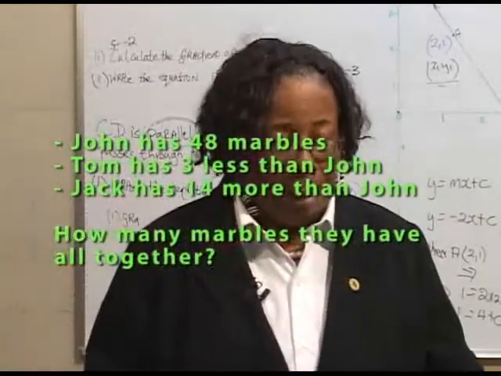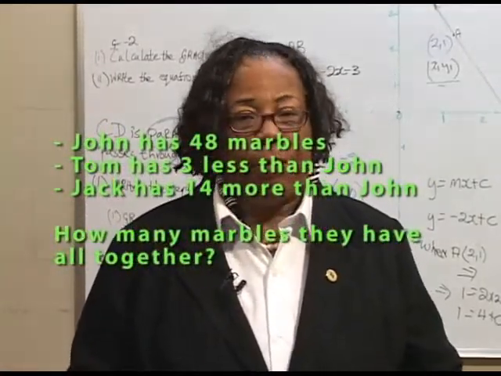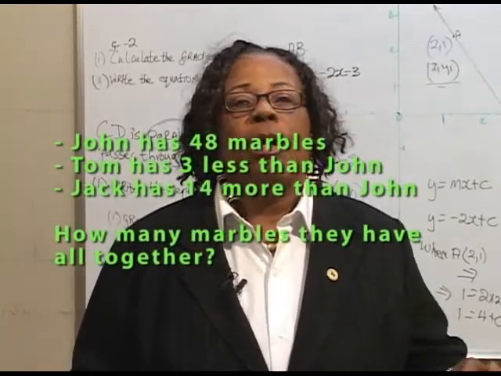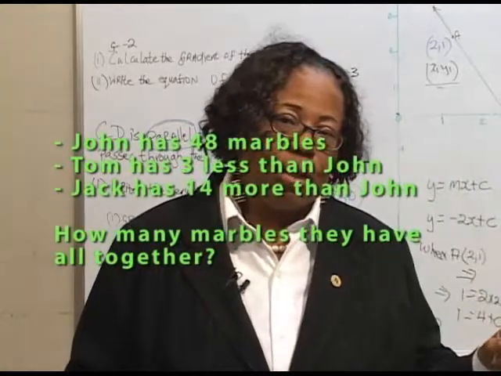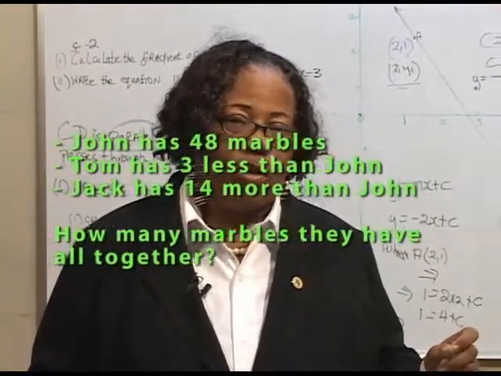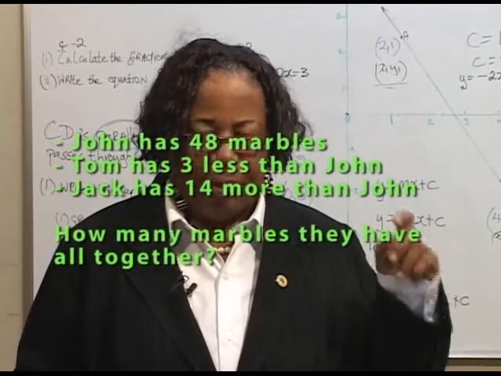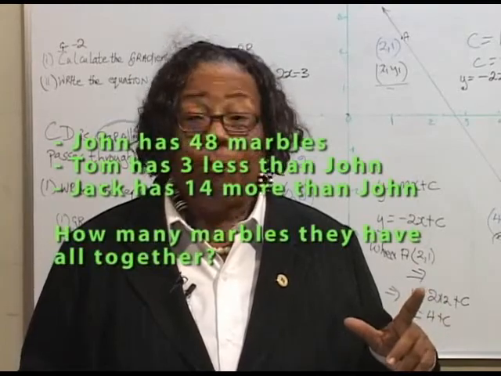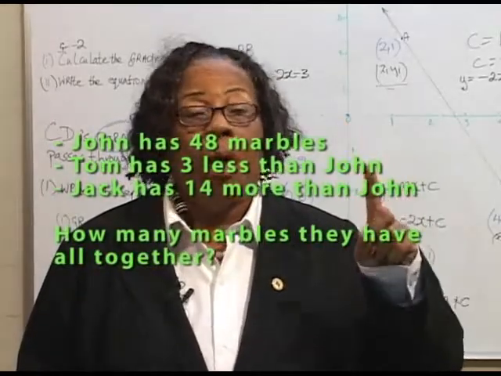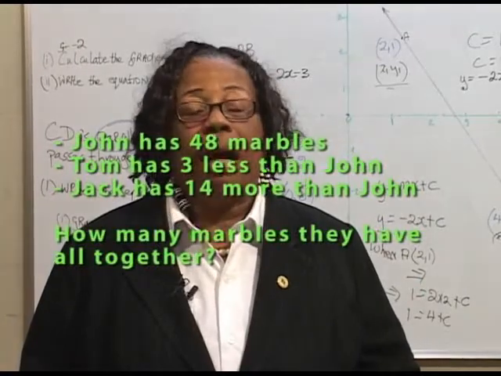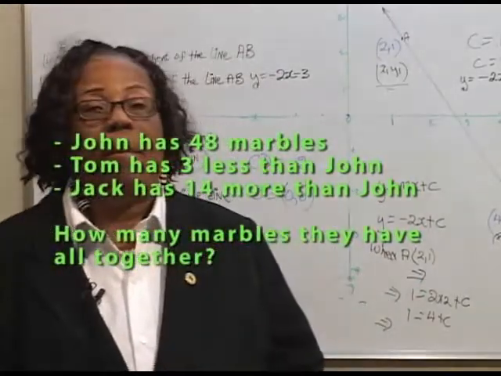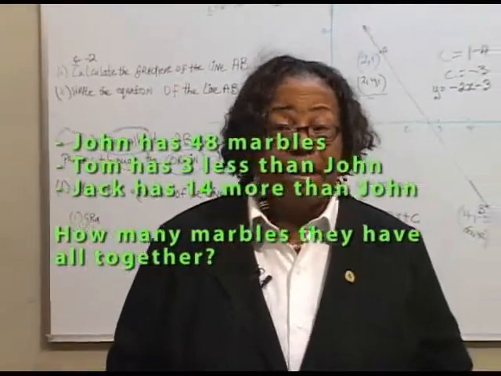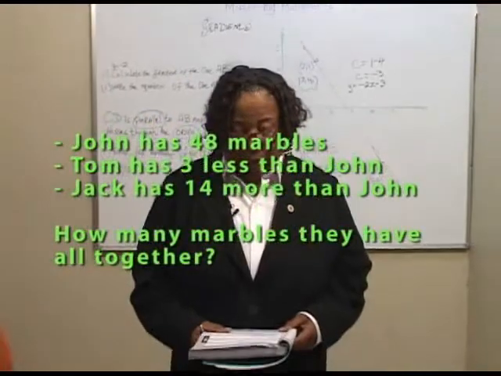So again, the first thing we want to know is that John has 48 marbles. Tom has 3 less than John. Write down that information. Tom has 3 less than John. And Jack has 14 more than John. And I want to know, how many marbles do they have all together? Got that? Right. Second question.